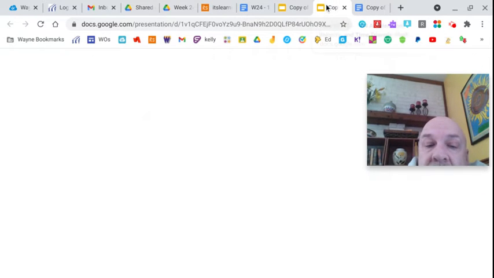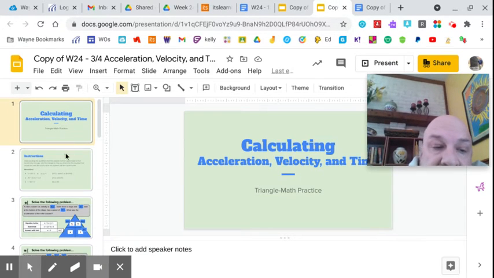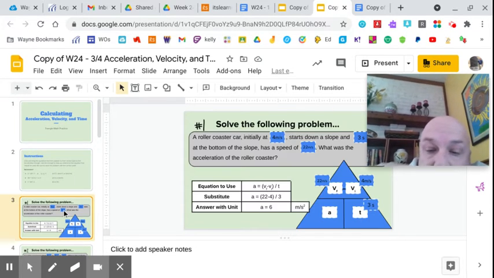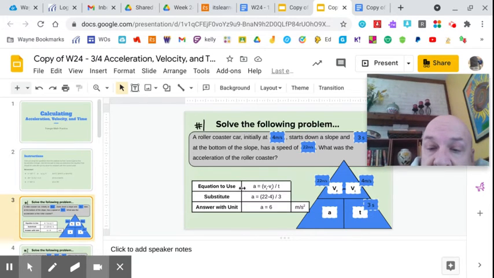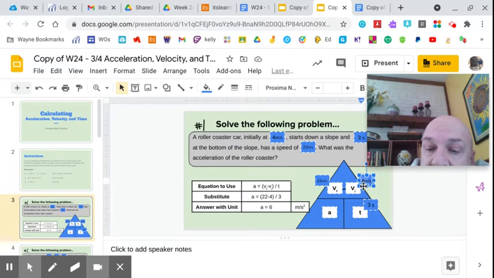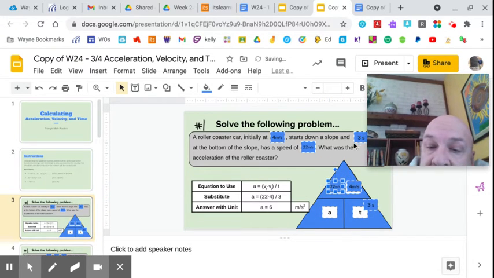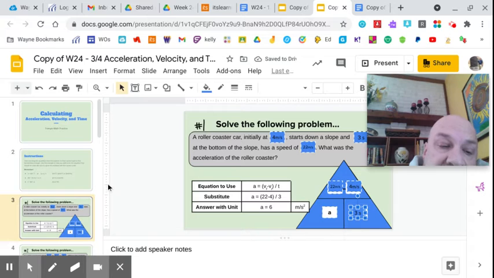The next one, you do have to do a little bit of math. It says calculating velocity and time. You have some formulas here, and those are some units. This says initially a roller coaster car starts at 4 meters per second. So this is the 4 meters per second. It attained a speed of 22 meters per second. So this goes here. All right, and then the acceleration is what we're looking for. And this is 3 seconds. And then you can go ahead and plug in the numbers and get your answer. Let me try another one here.